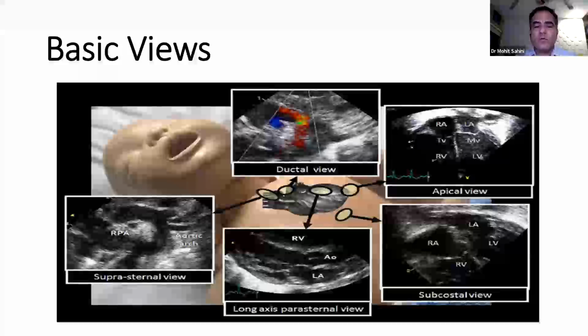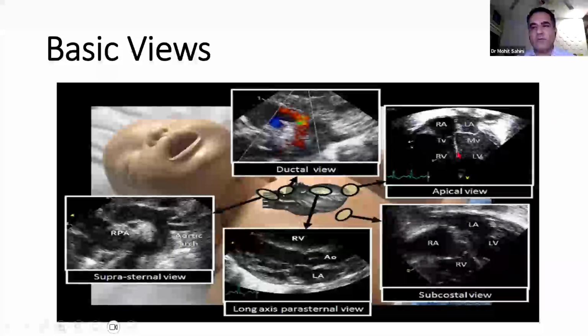To know which part, because whatever we see on the machine is two-dimensional, 2D, but the heart in the chest is not lying in two dimensions, it is a three-dimensional thing. That's why we should be well versed with the anatomy, the relation of the various structures of the heart, and the orientation of the heart in the chest. That is very important.